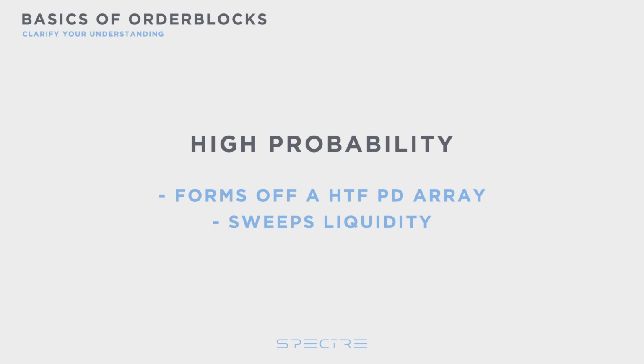Now that you are familiar with the basic concepts of order blocks, there are 2 main simple ways that makes an order block high probability. And that is when it forms off a high time frame PD array and when it sweeps liquidity. Let's look at a few examples to show you what I mean by this.